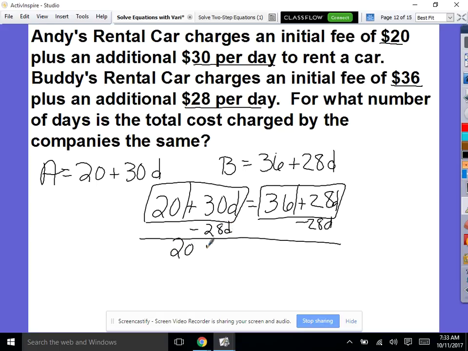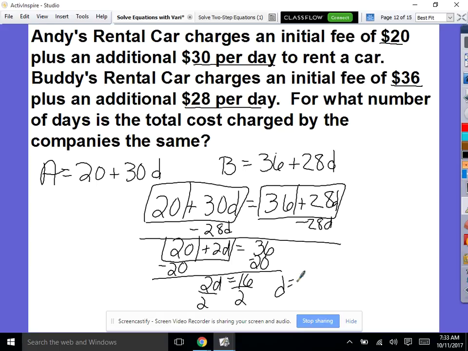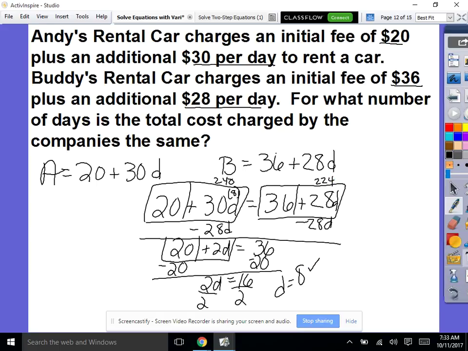That leaves us with 20 plus 2d equals 36. Box in our terms, we're going to subtract 20, eliminate our constant on the same side as the variable. That leaves us with 2d equals 16. We divide and conquer the equation to get d equals 8. So 30 times 8 is 240, so that would be 260. And 28 times 8 is 224, plus 36 is 260. So in 8 days it is the same.